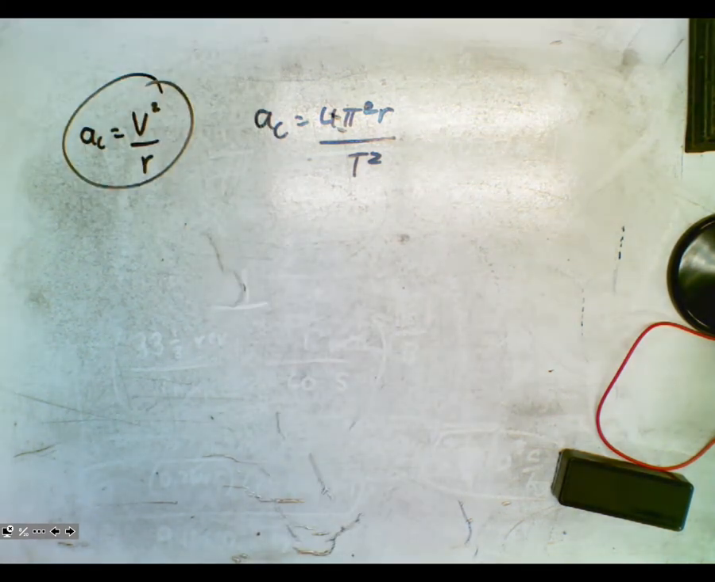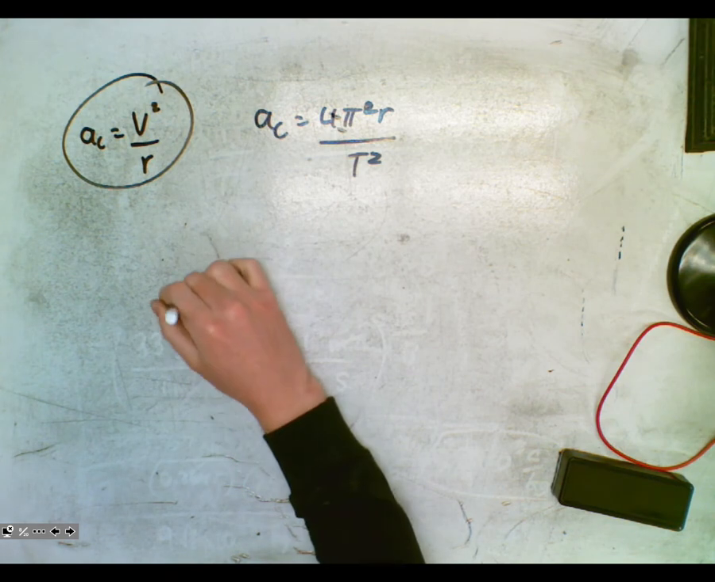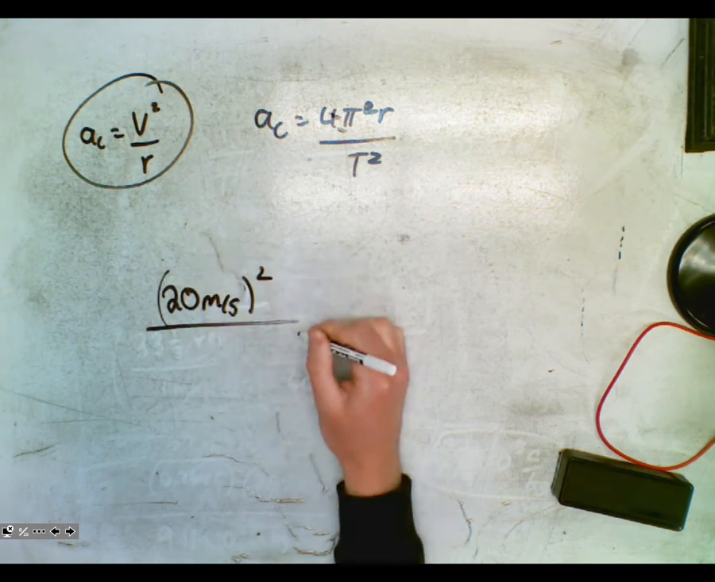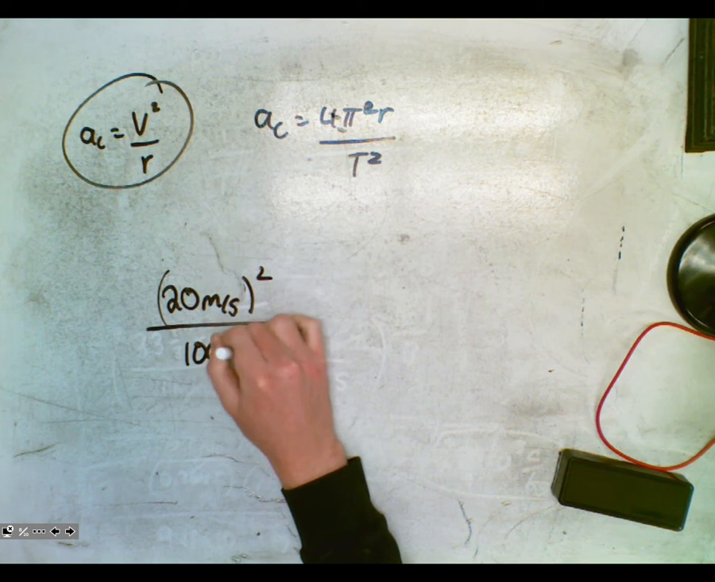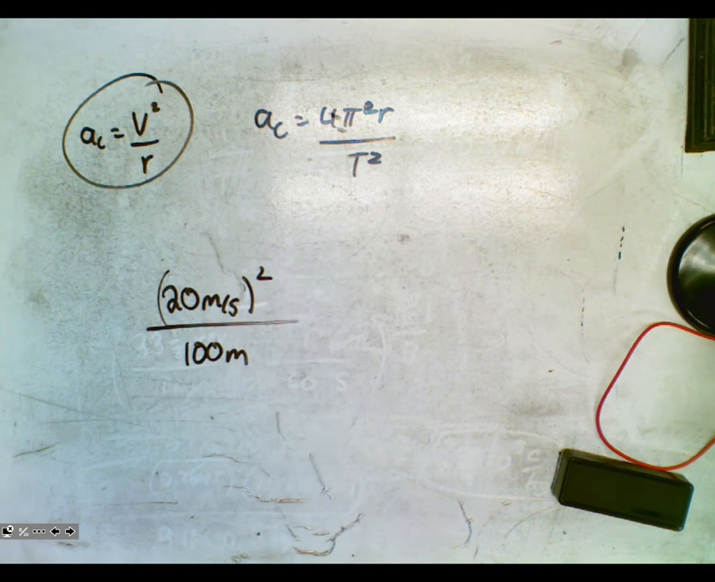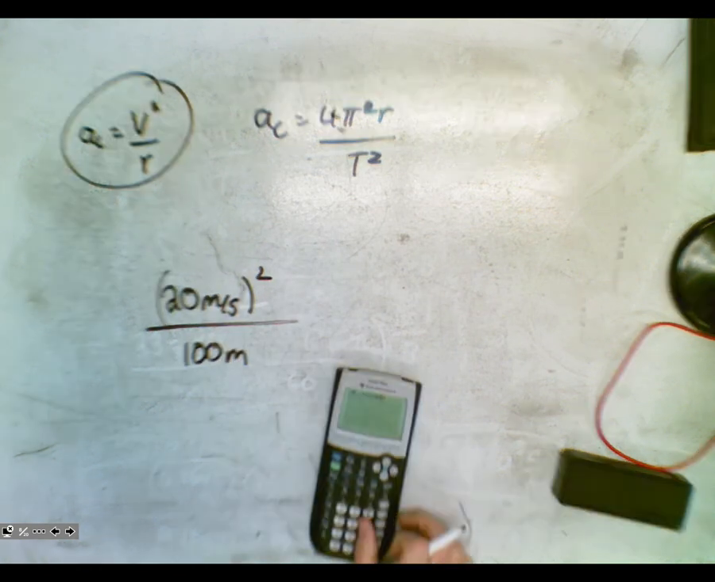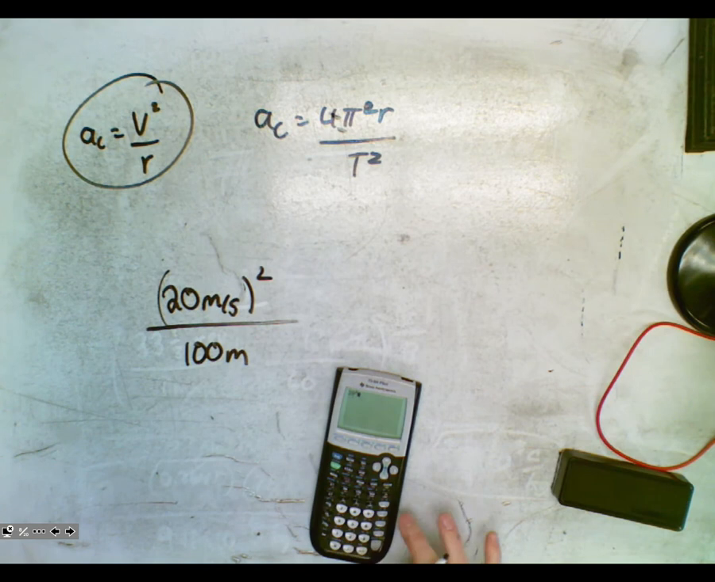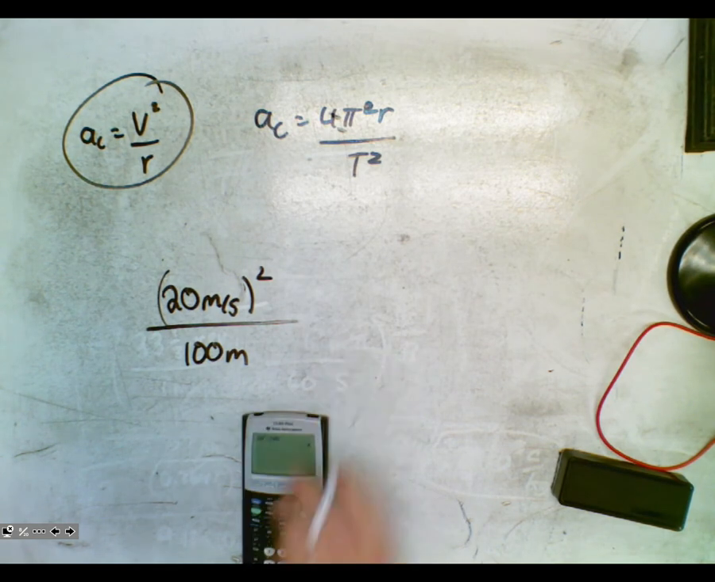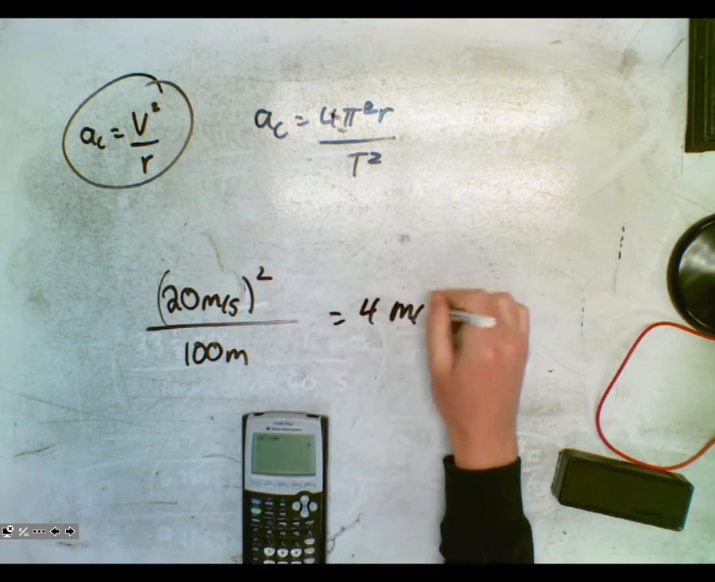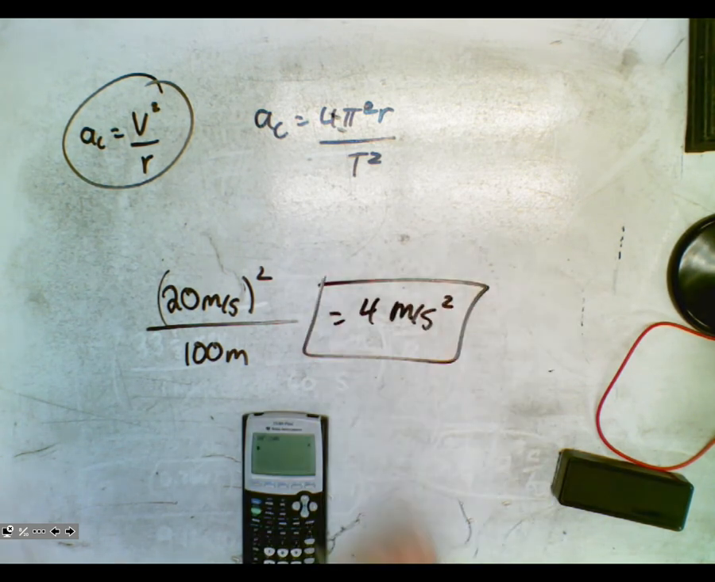So we want to find the centripetal acceleration, so we just go 20 meters per second, and we square it, divided by the radius of the turn, which is 100 meters. And if we do that, 20 squared divided by 100, we get 4 meters per second squared. And we have 2 sig digs, so 4.0 meters per second squared.